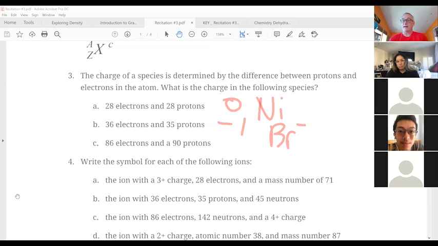And we'll find later that this is generally how we find bromine in the wild. It normally forms compounds where it takes on a negative charge most of the time. Now, 86 electrons and 90 protons. What's going to be our net charge of that one? 4. +4. Yeah, you always have to put the positive or the negative there.